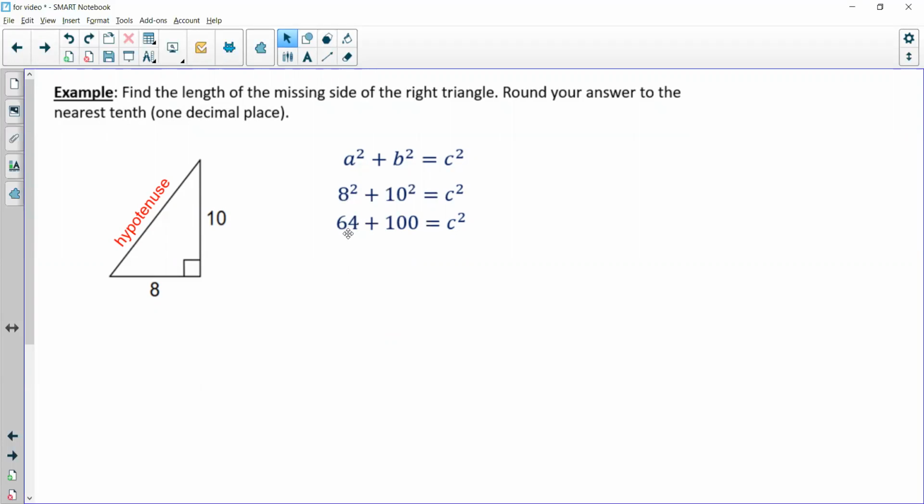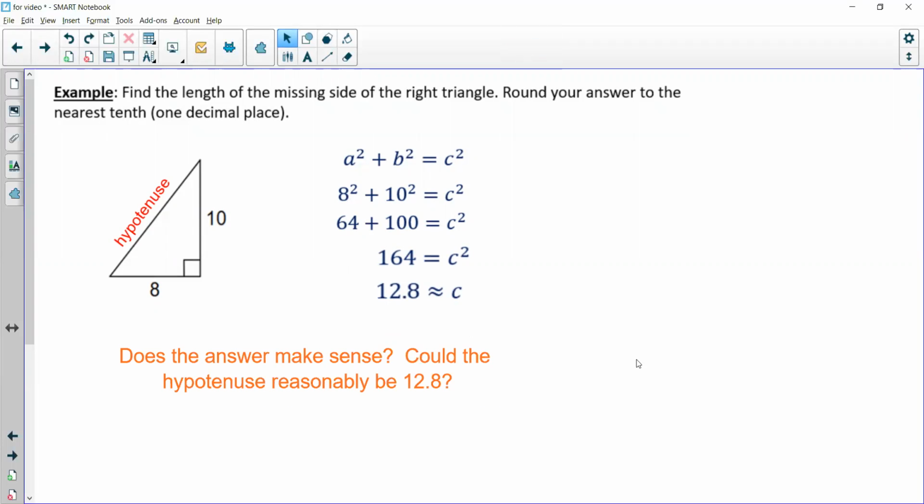8 squared is 64, 10 squared is 100. Add those together to get 164 equals c squared. If I square root both sides of this equation, we get our solution, which is c is about equal to 12.8. We cannot square root 164 and get a whole number, so use a calculator. And as it says in the instructions, round your answer to the nearest tenth. But when you round your answer, the answer is not exact, which is why we use the squiggly equals sign.